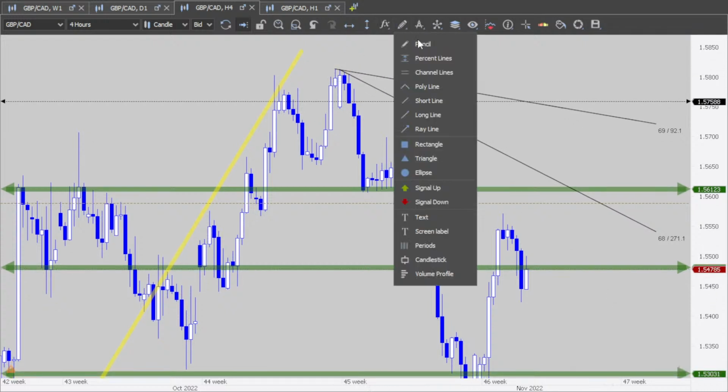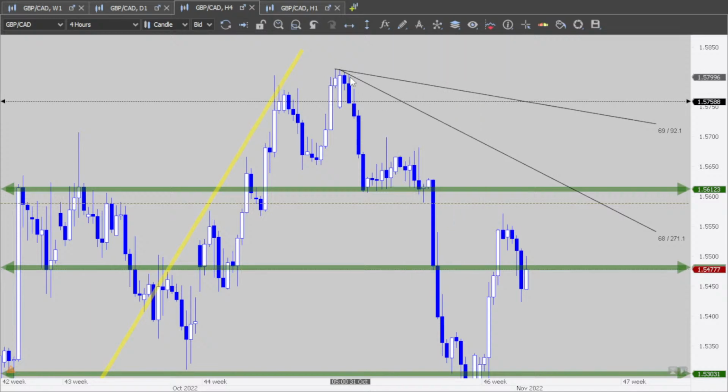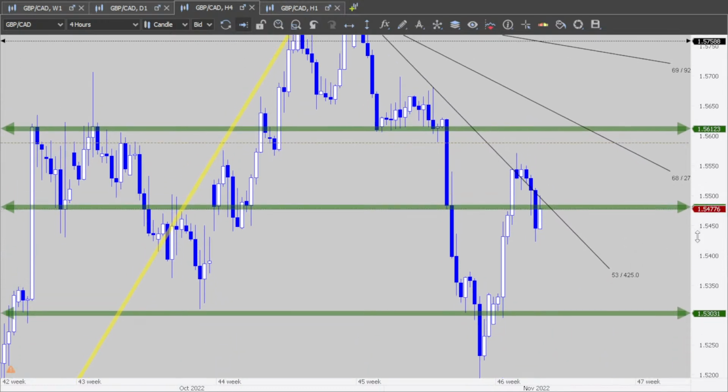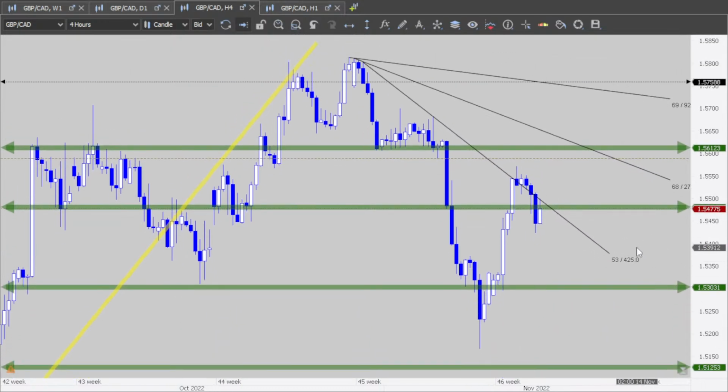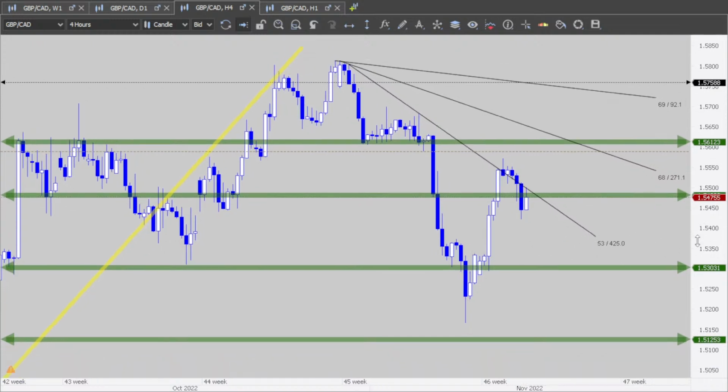Okay, and an aggressive one which is here. The market kind of broke it, but it reversed, so it was a false breakout so far, right?